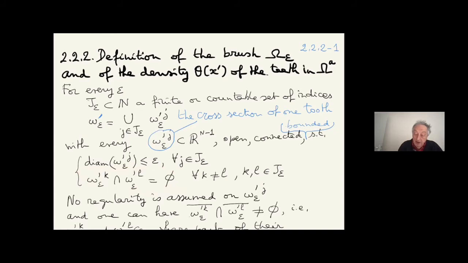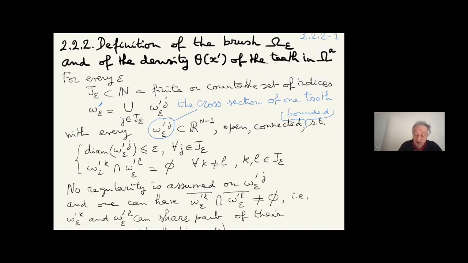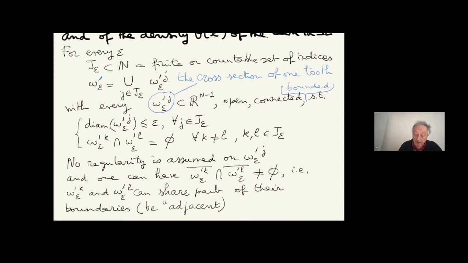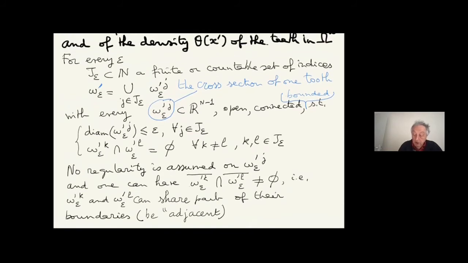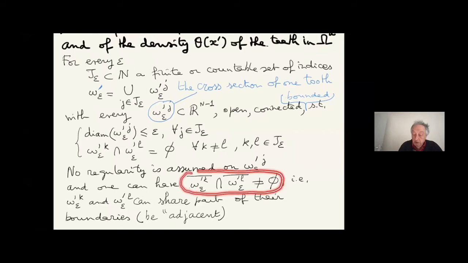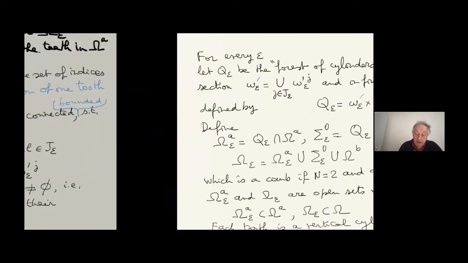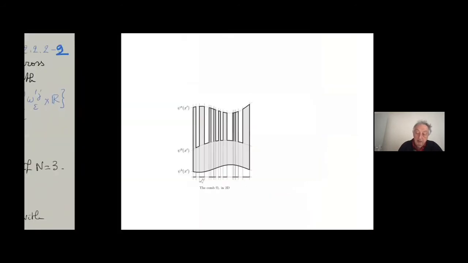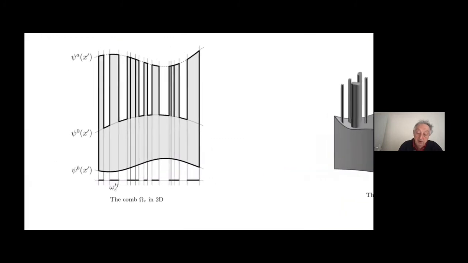The omega_j^epsilon are open, so they are disjoint as open sets, but it is quite possible that their closures intersect. That means that they share part of their boundaries, or they are adjacent. And I will give an example. Here, let me look at that. Here you have a tooth.